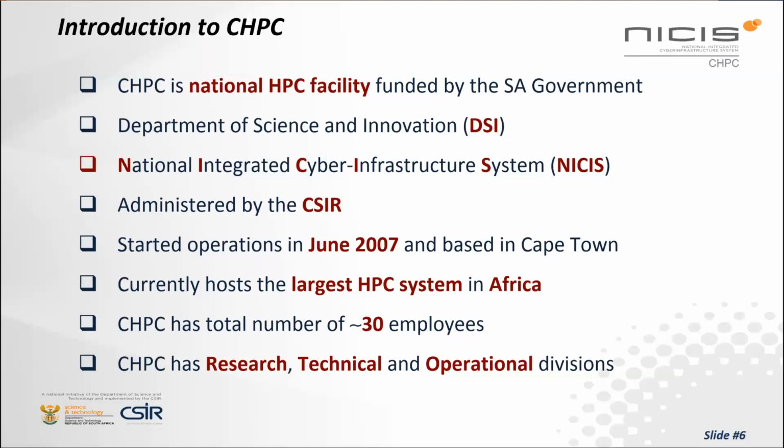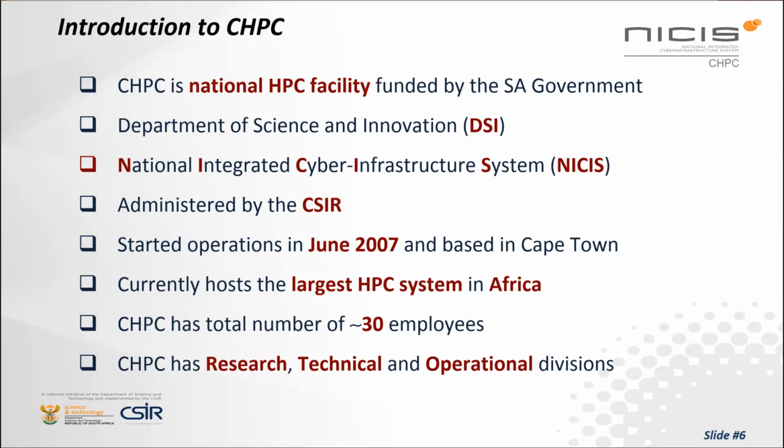So this is just an introduction to CHPC. CHPC is a national HPC facility funded by the SA government. It's under the Department of Science and Innovation, DSI, and forms part of NICIS, the National Integrated Cyber Infrastructure System, and is administered by the CSIR. It started its operations in June 2007 and is based in Cape Town. It currently hosts the largest HPC system in Africa, which is technically not true because one was just started in Morocco, so I think they are the fastest one in Africa.